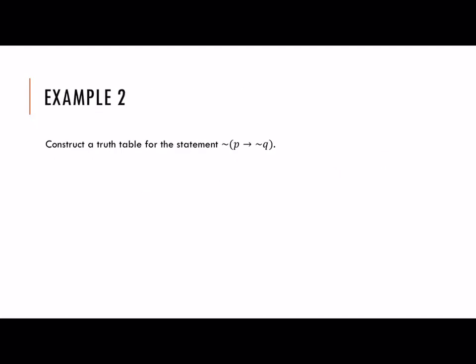Okay, so let's look at a second example. We have the negation of a conditional, if P, then not Q. No matter how complicated this gets, you're going to start out the same way: scan through and look at how many simple statements are mentioned, or how many variables there are. So again, we just see P and Q, so I'm going to set up two columns, one for P and one for Q.